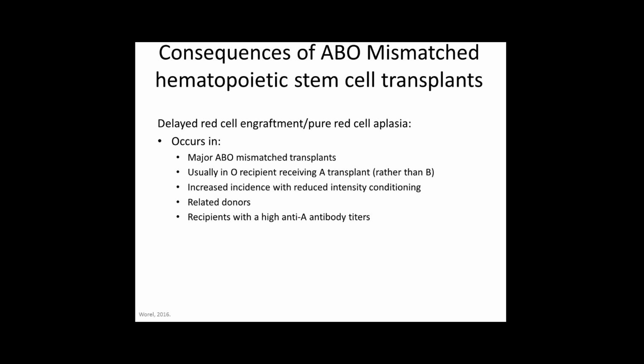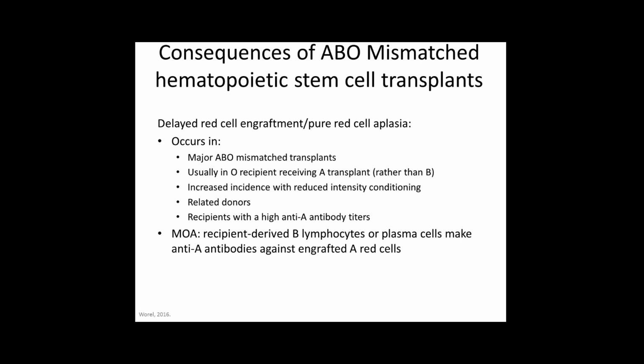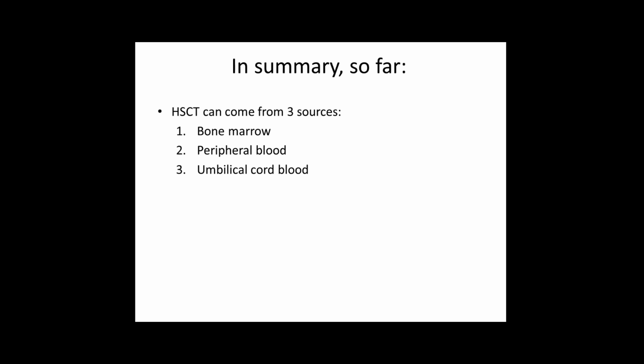You see increased incidences with reduced intensity conditioning if the donor and the recipient are related, and also if the recipient has high anti-A antibody titers. Here, there are recipient-derived B lymphocytes and plasma cells that make anti-A antibodies against engrafted red cells, and that suppresses the engraftment. You can treat this with steroids, rituximab, bortezomib, or plasma exchange. Usually it's self-limiting though.